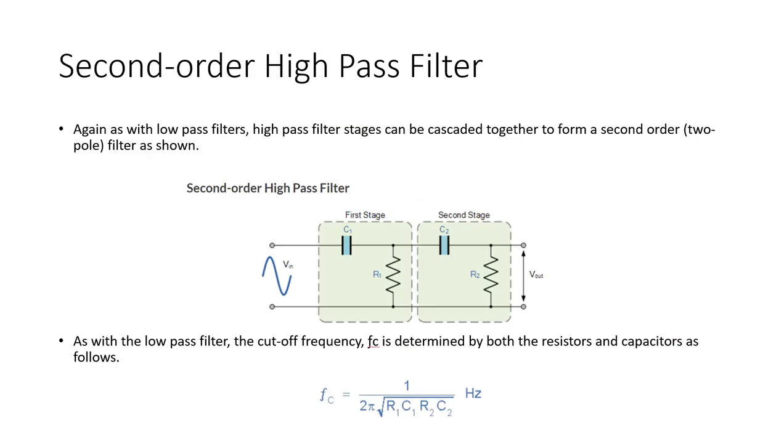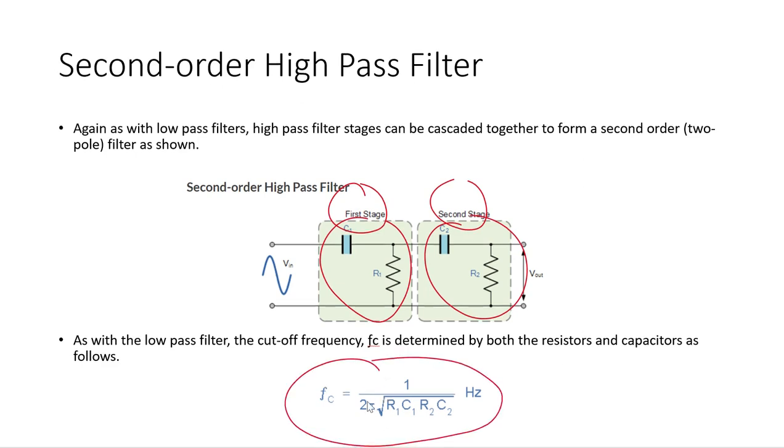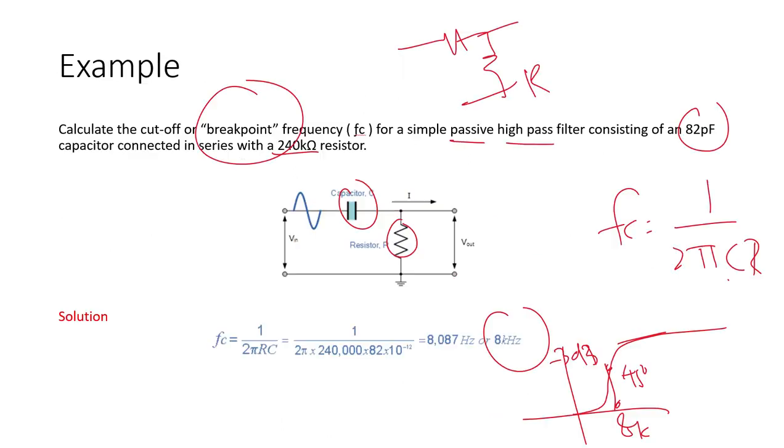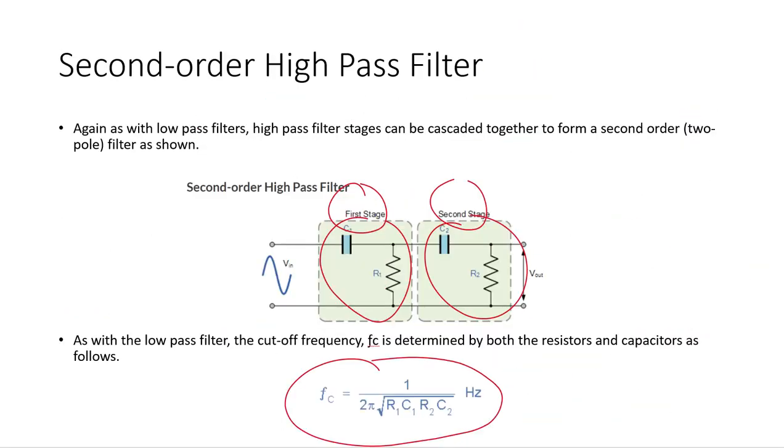Second order high pass filter is the same as the first order, but we are using repeated stages. So first stage, first filter, and second stage, again a first filter, but with some different values, say C2 and R2. The cutoff frequency, the corner frequency, or the breakpoint frequency, is 1 over 2 pi under root R1 C1 R2 C2.